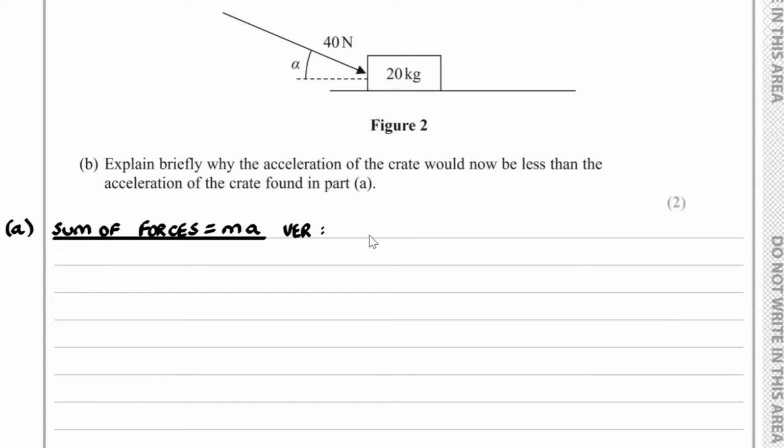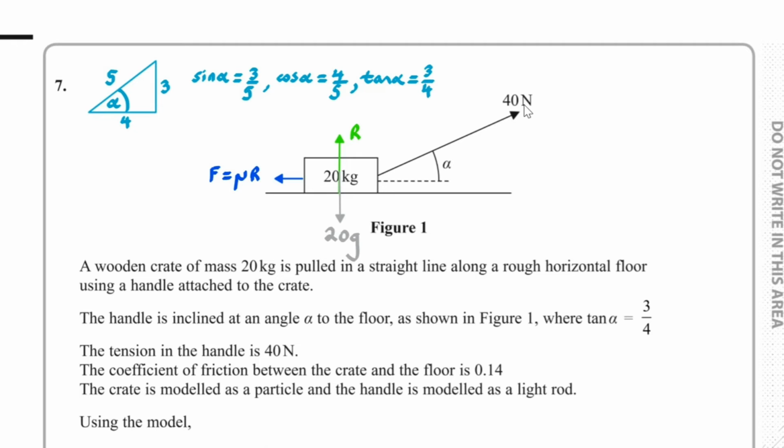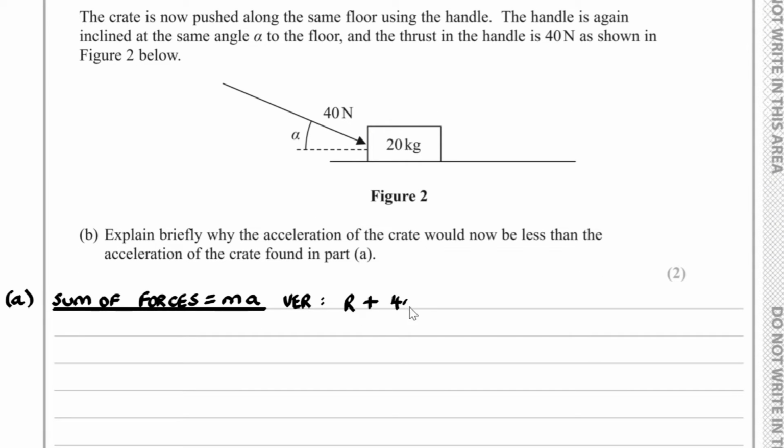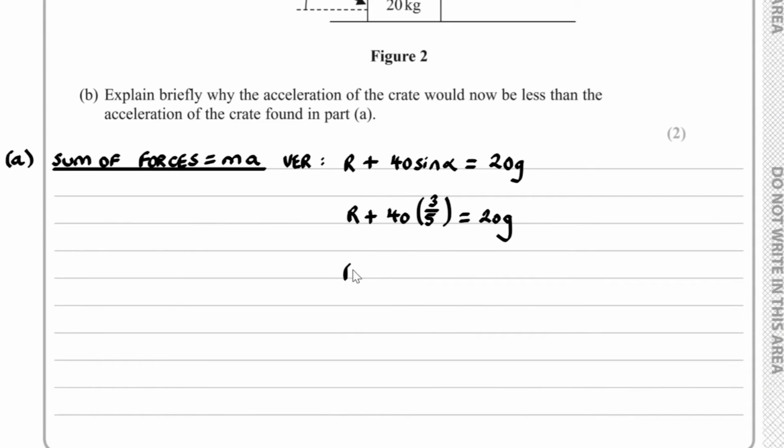So if I use F equals ma vertically, going upwards, we've got this component of the 40 newtons upwards, so that's 40 sine alpha, plus this R. So I've got R plus 40 sine alpha, and that's equal to what's going down, 20g. Now we know what sine alpha is, that's 3/5. So I've got R plus 40 times 3/5, that's equal to 20g. And so R is equal to 20g subtract 40 times 3/5, which is 24. Then we've got newtons.